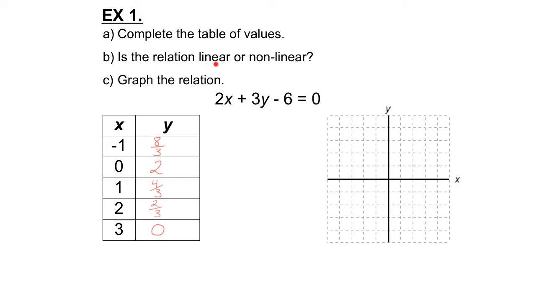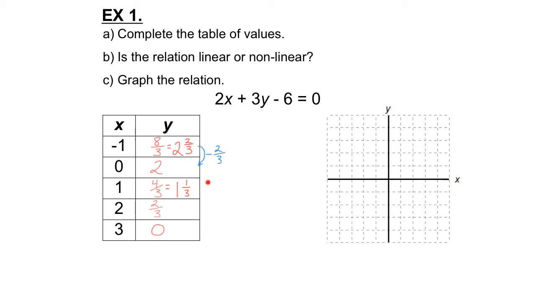Is the relation linear or nonlinear? To figure this out, we're going to look at the first differences. So I need to find the difference between each successive y value. That might be a little bit easier for you to do mentally if you switch all the improper fractions to mixed numbers. So as I travel from 2 2/3, I'm decreasing down to 2, while I'm going down by 2/3.